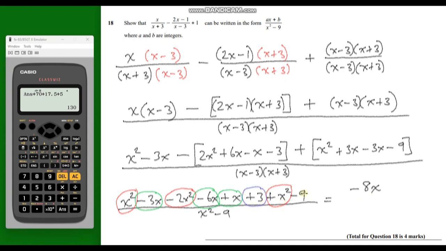We've got plus 3, minus 9, that's minus 6. So we've got minus 6, and then all of that is over x squared minus 9. And we can't simplify this anymore, so let's just check with our answer. So a is negative 8, b is negative 6, and we've got the same denominator. So this is written in this form.